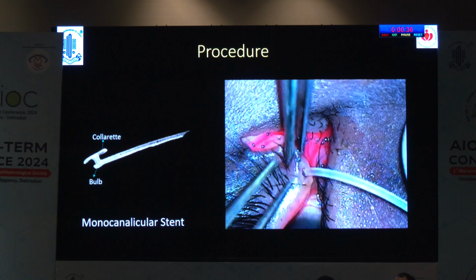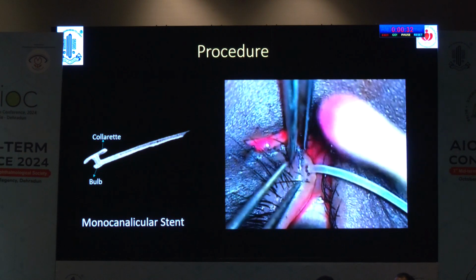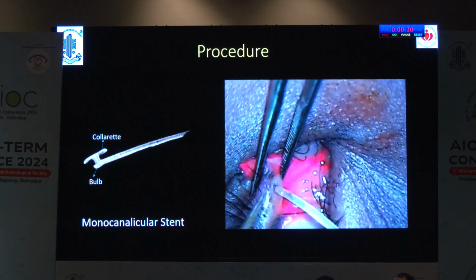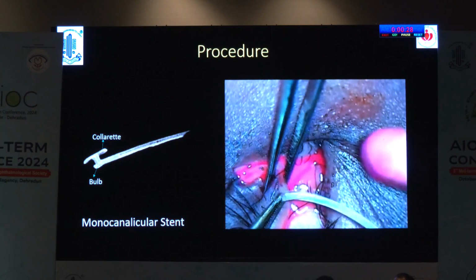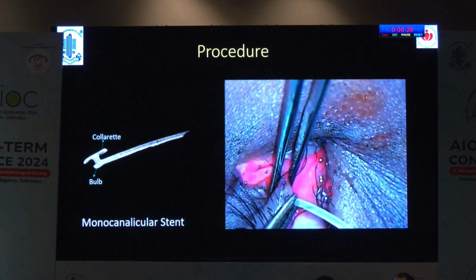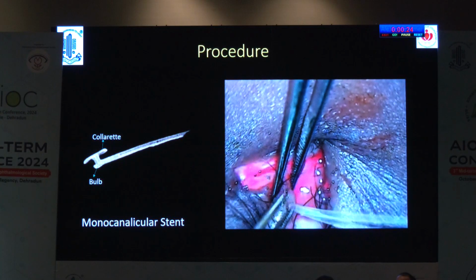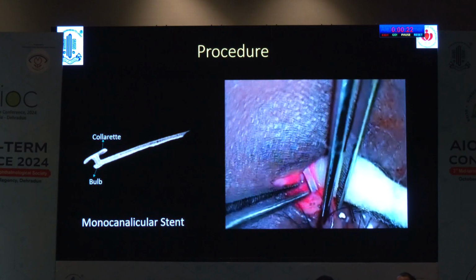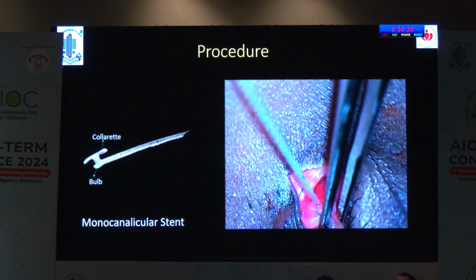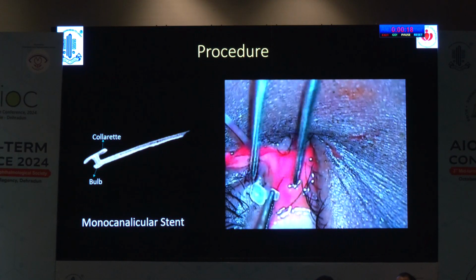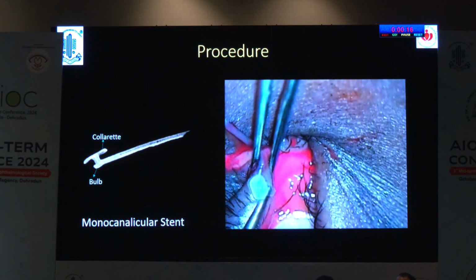This is a small clip, so we have to dilate the punctum first, and then you have to pass the tip of this monocanalicular stent. You have to be perpendicular to the punctum and pass bit by bit. Once you see it exiting through the other end, just pull it out, and then you push the bulb inside, and the collarette will remain outside.